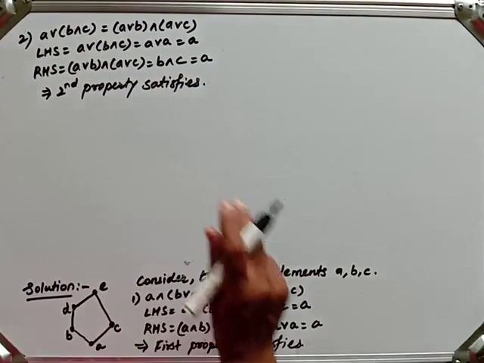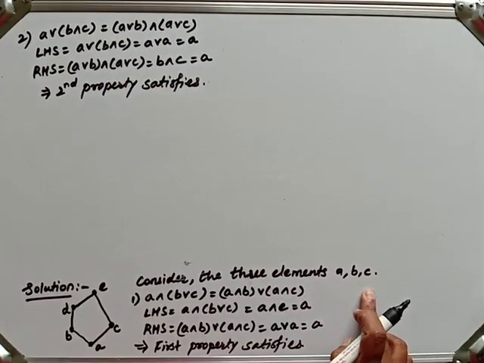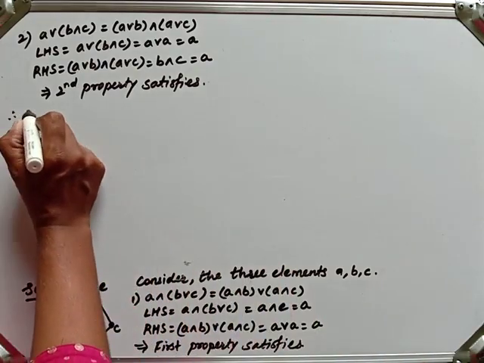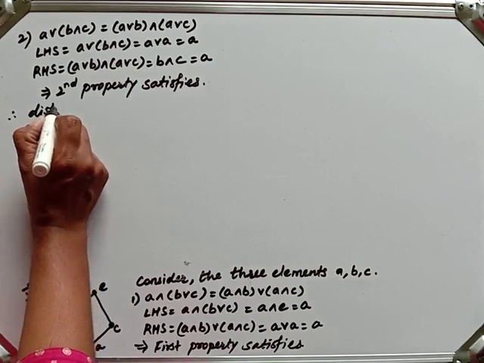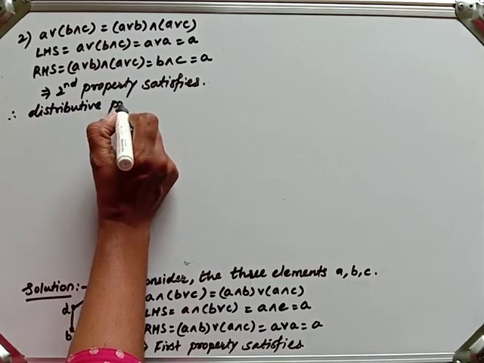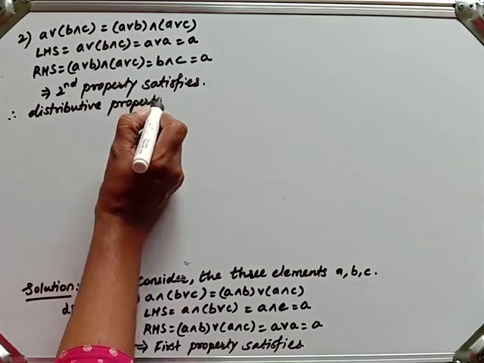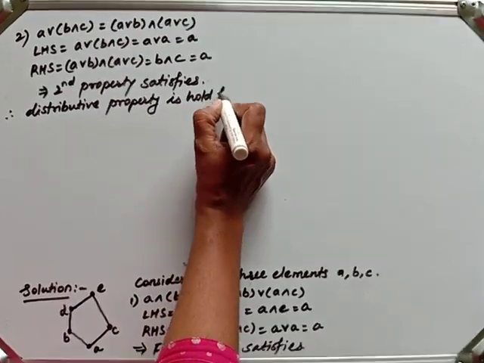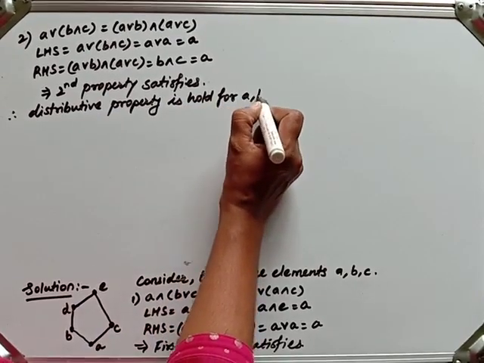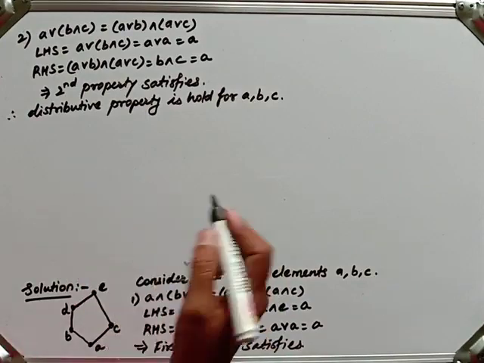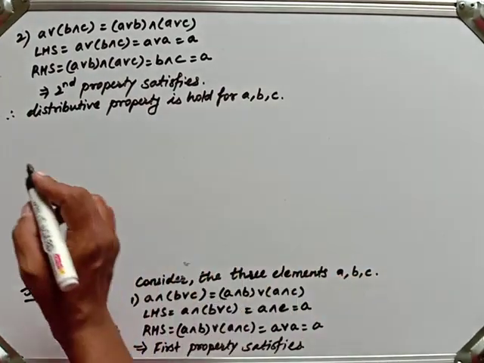So as this triplet satisfies both the properties, the distributive property holds for A, B and C. Therefore, I can say the distributive property holds or is satisfied for the triplet A, B and C in this Hasse diagram. Fine. Now let us take another triplet.